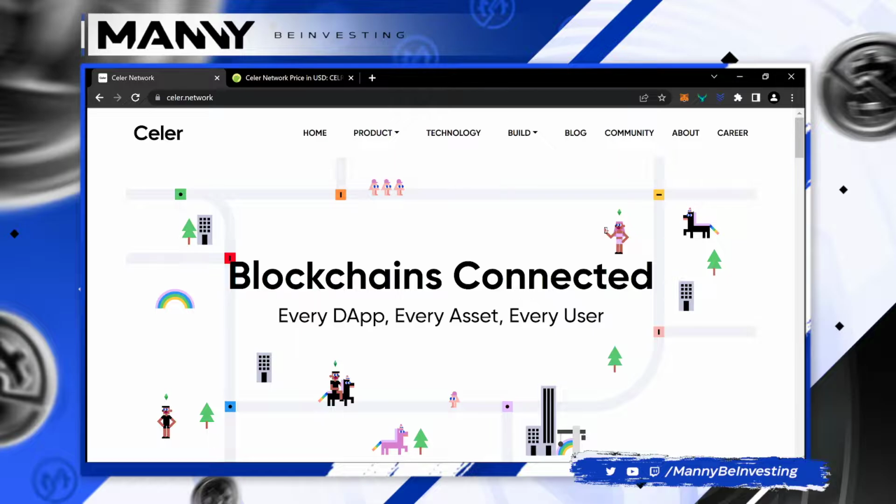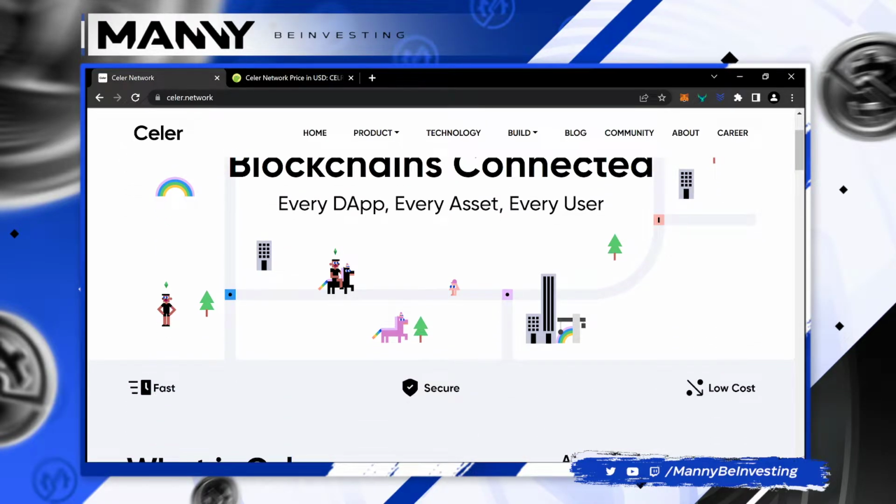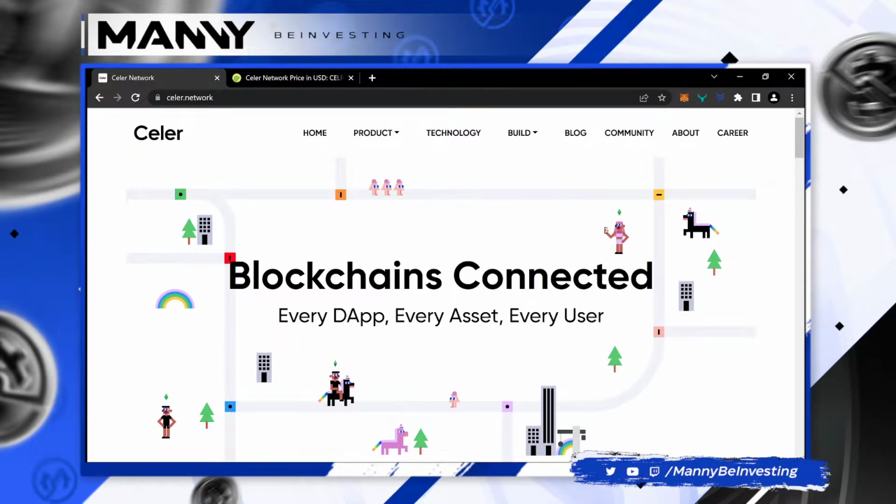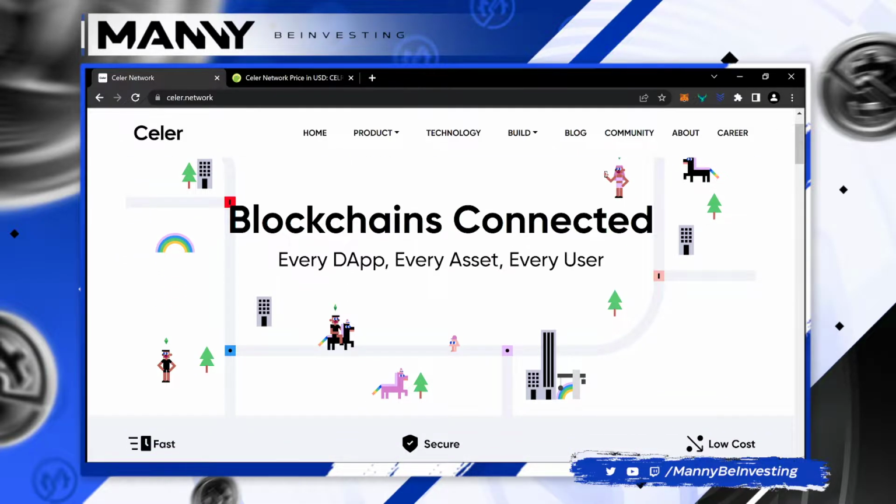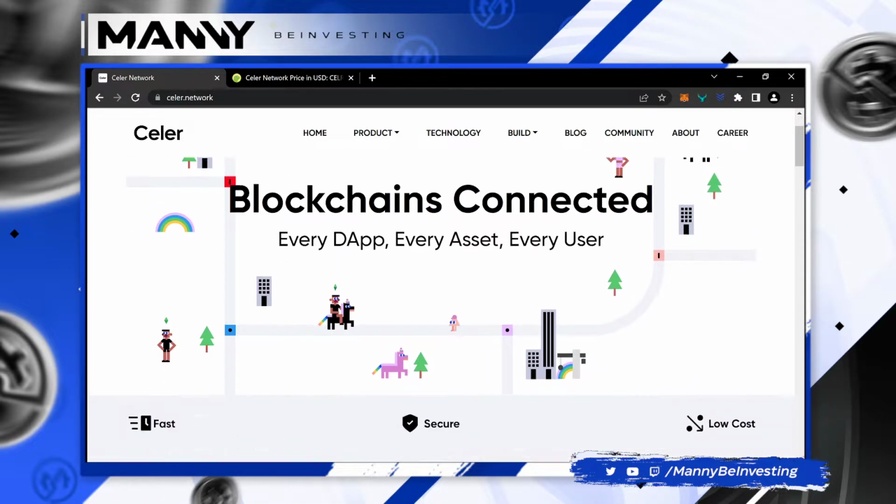So first things first, I'm looking for use case. I'm looking at utilizing, not just holding Celer in a wallet. I want to use Celer. I want to take advantage of the network. So blockchains connected, every dApp, every asset, every user, and it has this community of different folks and things working together. And I think these intersections is where Celer sees itself. It's like a gateway to interconnectivity.